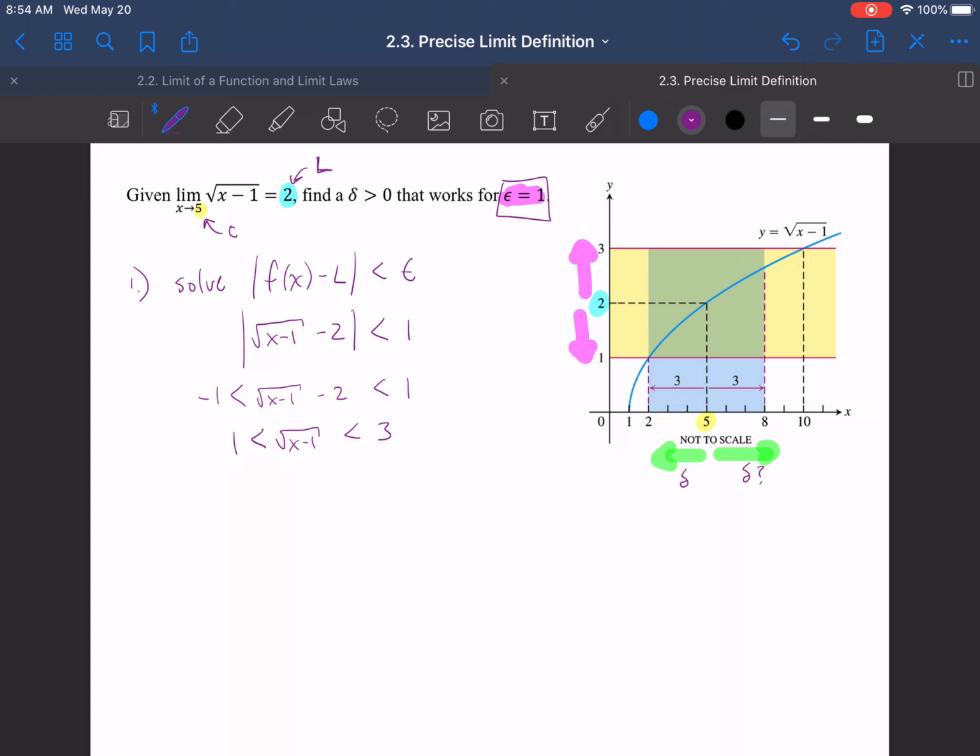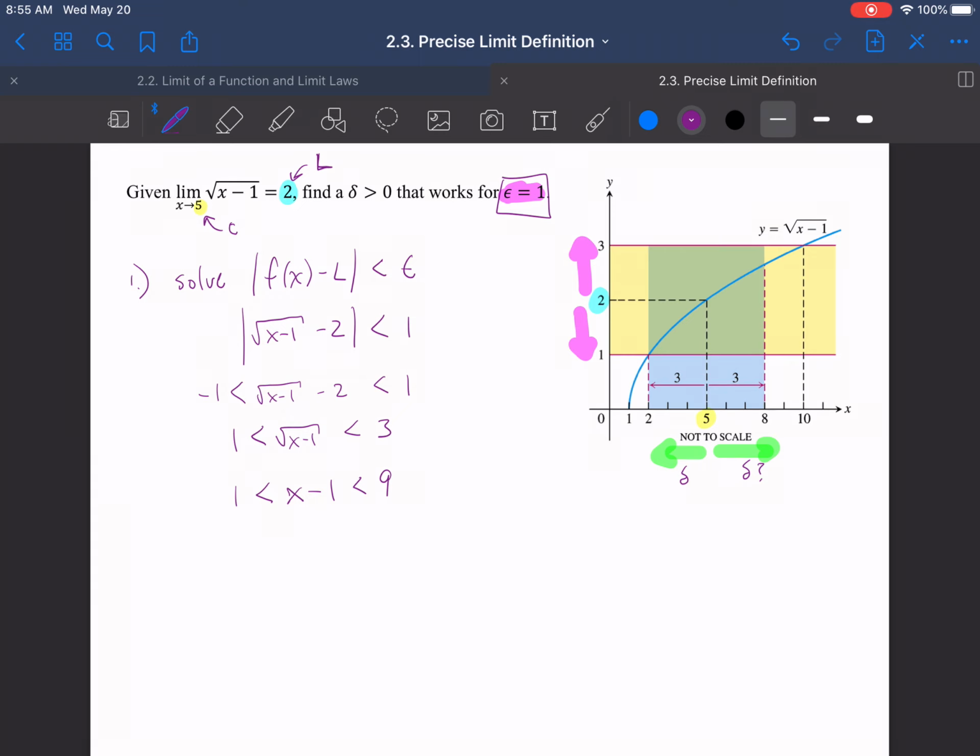And then we can square everything. That becomes a 1. This is x minus 1. This is 9. And then we can add 1 to everything. So x becomes 10 and 2. So there's where we have to stay. We have to stay between 2 and 10. And now we have to figure out how far away can we get from that. And note that this is A, this is B, and remember, C was up here.